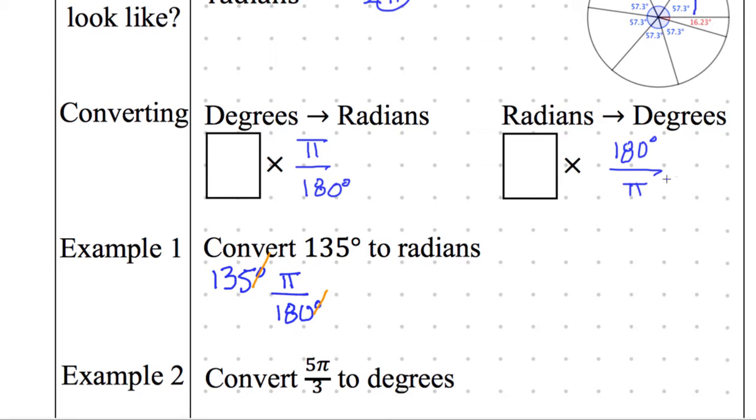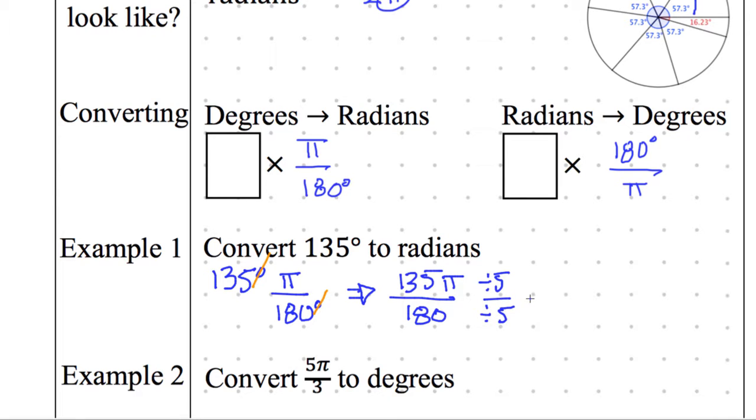Conversion. All right, so when I do that, I get 135 pi over 180. I need to simplify this fraction. How do I do that? What can I divide the top and bottom by? Anything at all. Let's go by 5. Yeah, let's divide the numerator and denominator by 5.